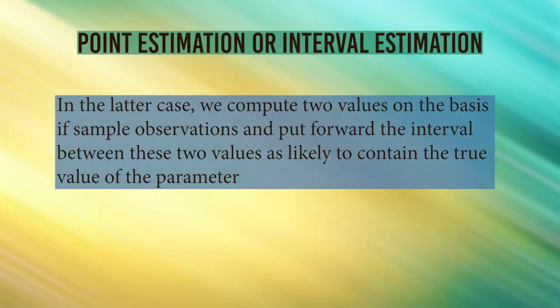So you can see the formal definition. In the latter case, that means in case of interval estimation, we compute two values on the basis of sample observations and put forward the interval between these two values as likely to contain the true value of the parameter. So the first kind of statistical inference consists of estimation, point and interval. What is the second type of statistical inference?